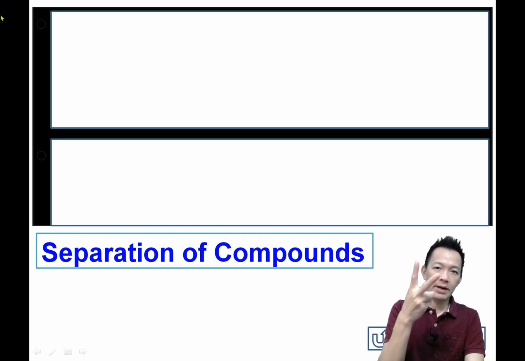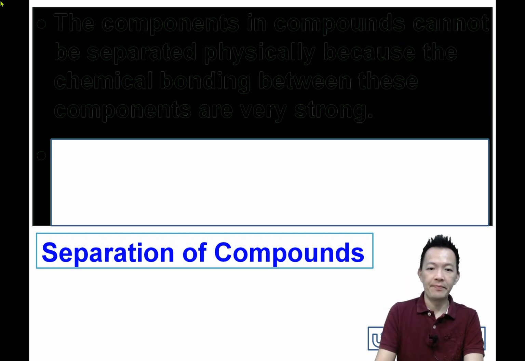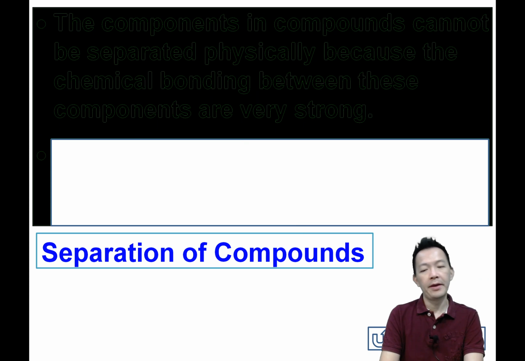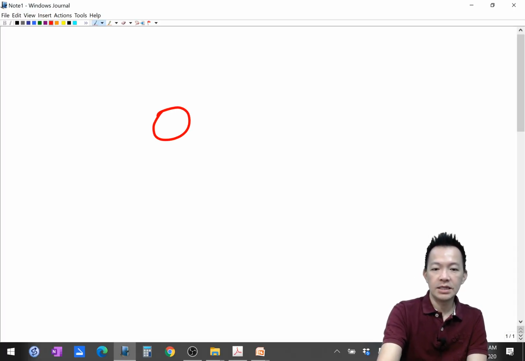Okay. Compound combine chemically. So to separate the compound, we need chemical method. So the component in compound cannot be separated physically because the chemical bonding between these components are very strong. What does that mean? Okay, if you don't understand, I explain to you. So they say this is a water molecule H2O.